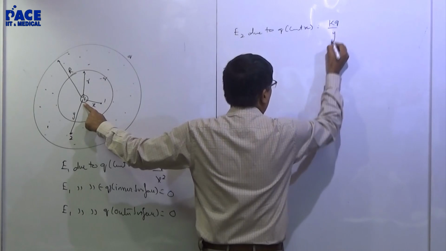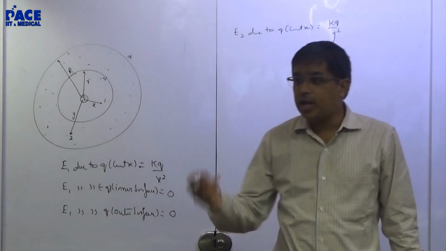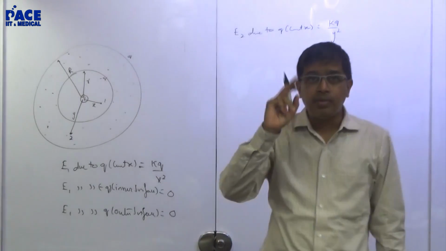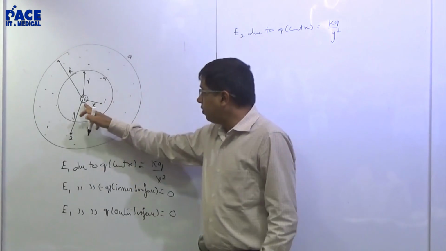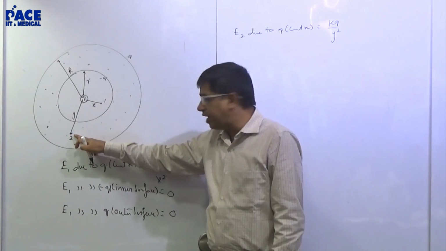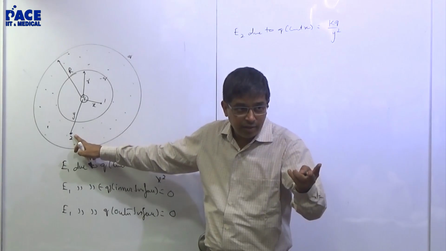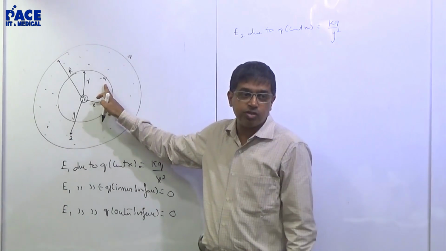Now, what will Q give me? KQ by Y square, where Y is the distance here. This is what Halliday-Resnick is telling you. Some textbooks in the start tell you the field lines don't enter inside a metal. Wrong. Because of Q they entered inside the metal, but they get cancelled out by minus Q.